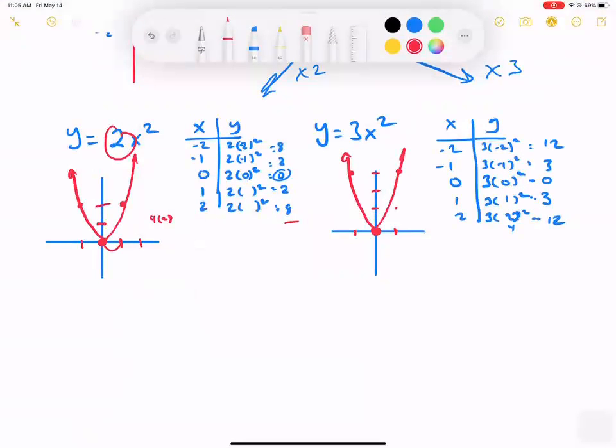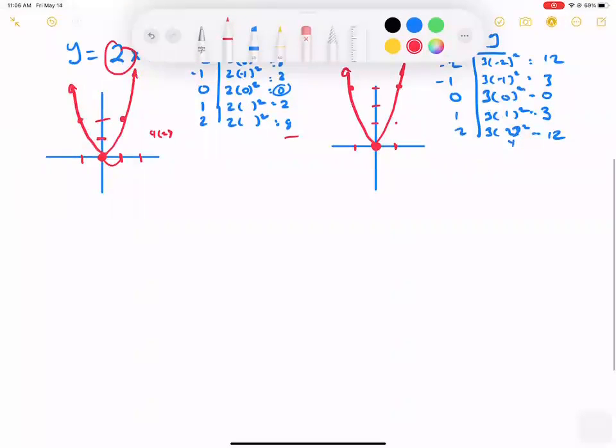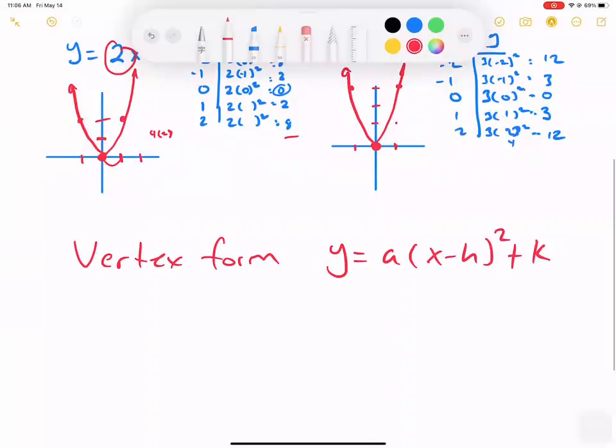Just like lines have y equals mx plus b, we have a master equation for parabolas, and this is what we call vertex form. Vertex form is y is equal to a times (x minus h) squared plus k. And this is where we're going to spend most of our time now. We don't have that much time left, but this is that big equation, like y equals mx plus b. Remember, we have y equals mx plus b, and that became easy to use.